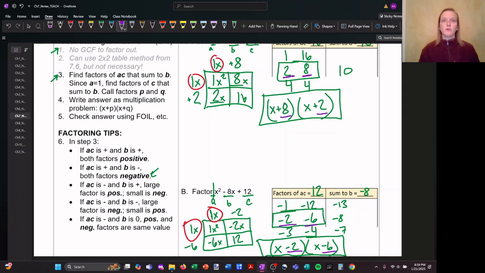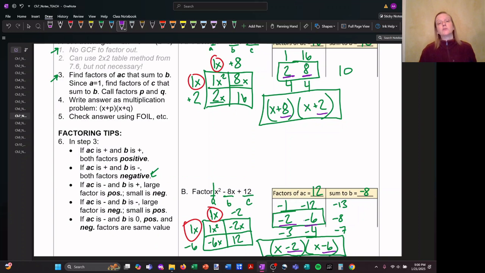There's nothing wrong with doing the 2 by 2 table. The 2 by 2 table always works. However, while this is kind of a necessary part of the method when we're doing polynomials with a lead coefficient, it isn't actually necessary when we're doing polynomials without the lead coefficient.